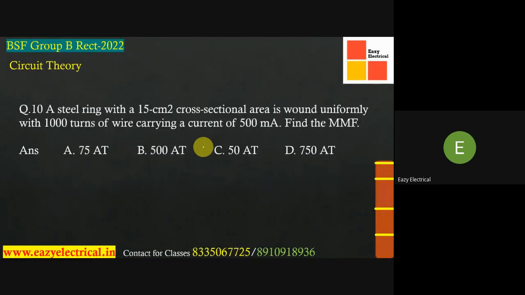So coming to the next question, see here, whatever is given. A steel ring with 15 centimeter square cross sectional area is wound uniformly with 1000 turns of wire carrying a current of 500 milliampere. Find the MMF.